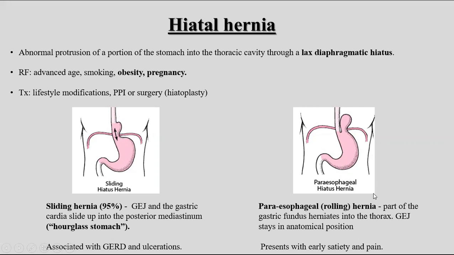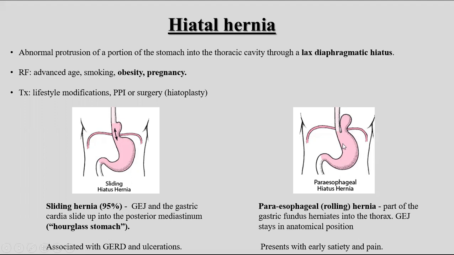Or you can have the second type, which is the paraesophageal hiatus hernia, and in this case it's known as a rolling hernia because it's not that the gastroesophageal junction is moving at all. Its anatomical position is still the same, but it's just that a portion of the stomach moves up. The gastric fundus, which is usually present here, herniates through the diaphragmatic hole right next to the esophagus. That's why it's para-esophageal.